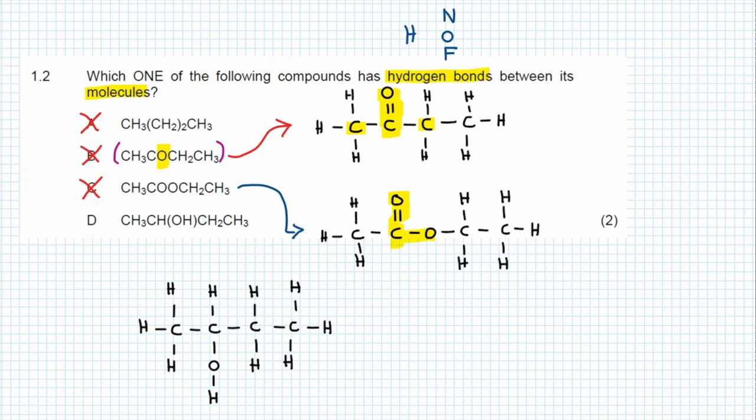Lastly, we have compound D, which is an alcohol. And we know that it is an alcohol because it contains a hydroxyl group. That is the functional group of alcohols. This is an oxygen that is bonded directly to a hydrogen atom. So what that means is if we have 2 or more of these molecules, then between the 2 molecules, we will have hydrogen bonds, the type of intermolecular force that they are asking us about in this question, and therefore the correct answer to question 1.2 is D.